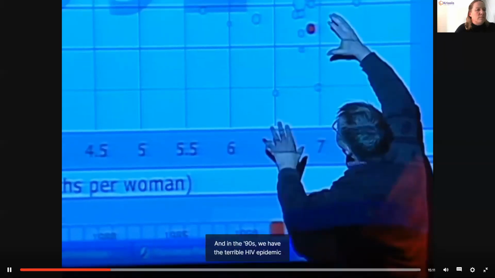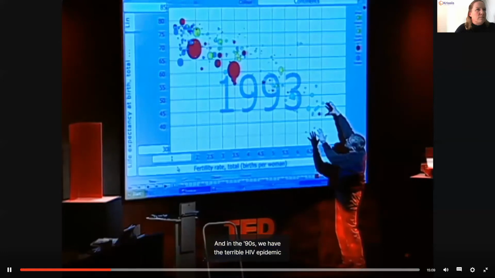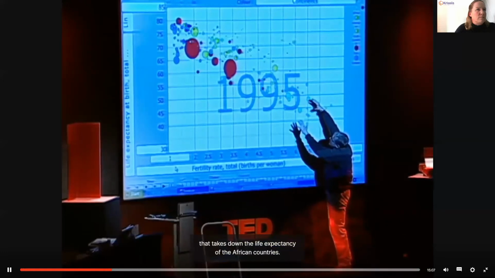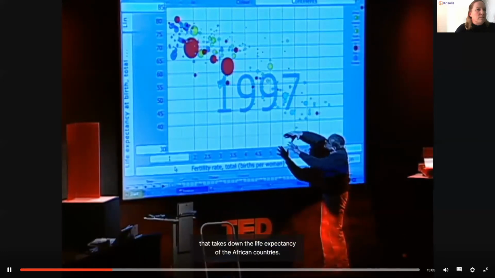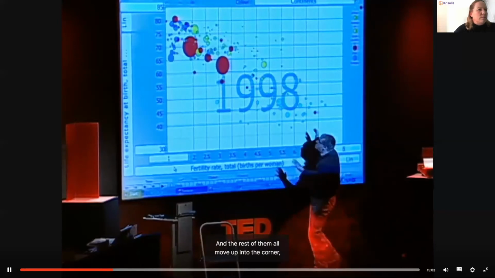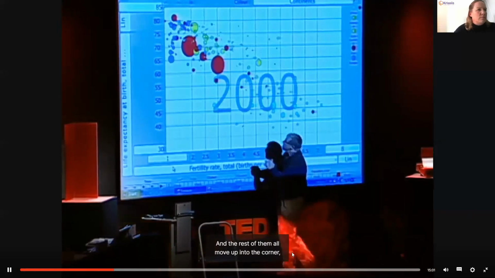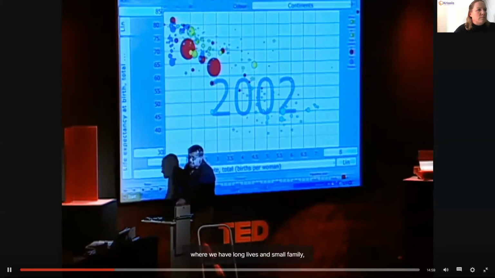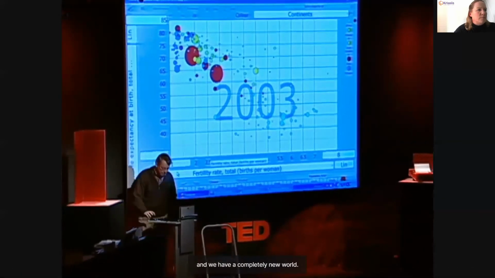And in the 90s, we have the terrible HIV epidemic that takes down the life expectancy of the African countries, and all the rest of the world moves up into where we have long lives and small families, and we have a completely new world.